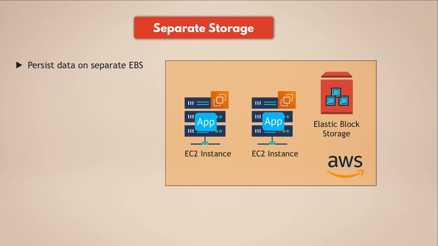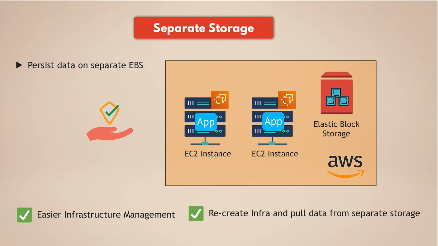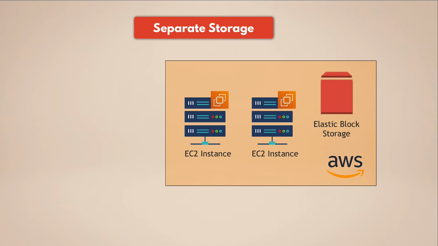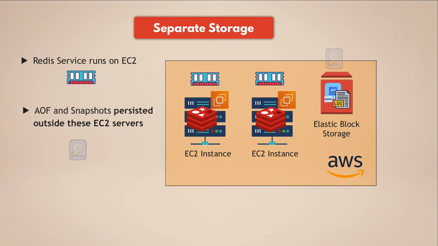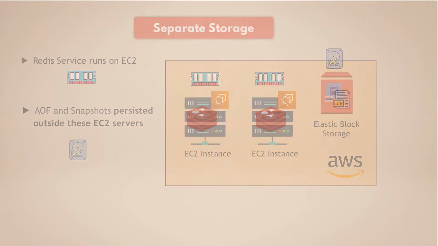And this makes your infrastructure way easier to manage because each server is equal. You don't have any special servers with any special data or files on it, so you don't care if you lose your whole infrastructure because you can just recreate a new one and pull the data from a separate storage and you're good to go again. So going back to the Redis example, the Redis service will be running on the servers and using server RAM to store the data, while the append-only file logs and snapshots will be persisted on a disk outside those servers, making your data more durable.